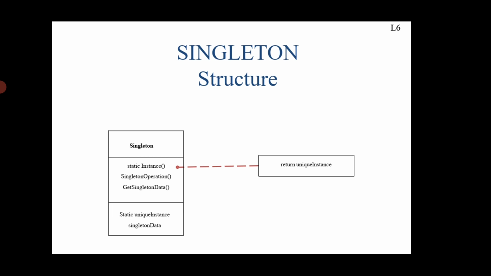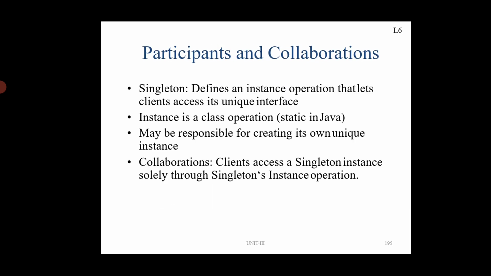A class can have an instance, defined as a set of prototypes or predefined variables, and we perform some set of operations, functions and methods that we access like this. This is a singleton class. The class has some operations: a static instance function, a singleton operation, getting the singleton data, and then returning the unique instance. This is the structure representation of the singleton design pattern.